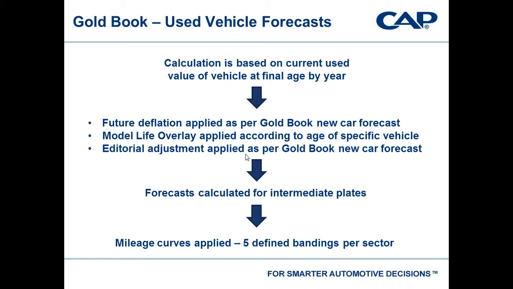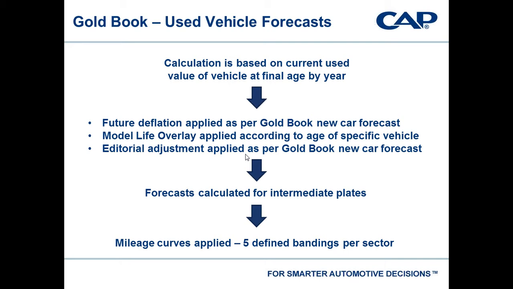If it's an existing profile generation, then that will get the model life and editorial adjustment from the new car forecast. If it's a discontinued range, then that will only get a model life overlay on the basis of the age of the model, that analysis by sector and fuel type. And that calculates by default in the system the values for each year-old plate. So today it would calculate 1262, 1161, for example, up to 0858.